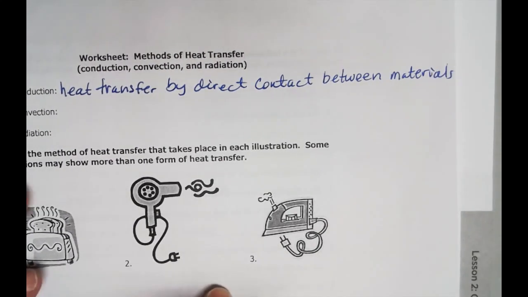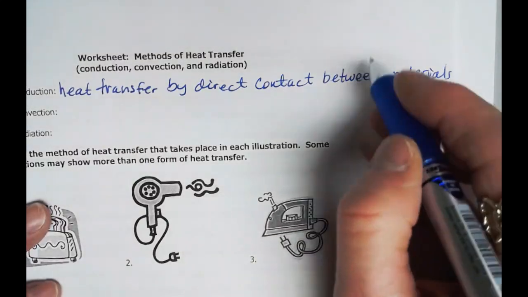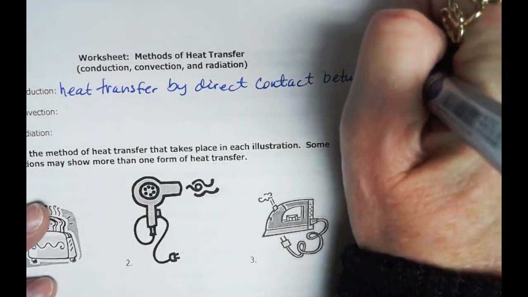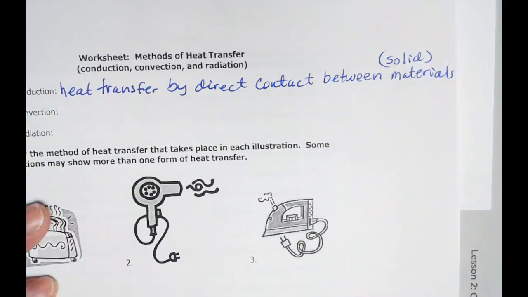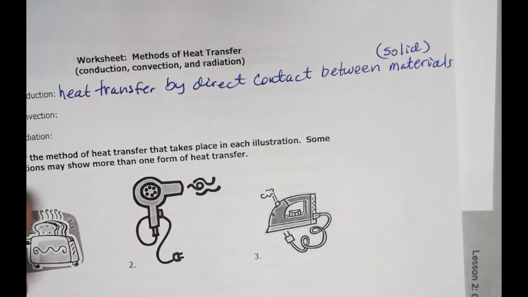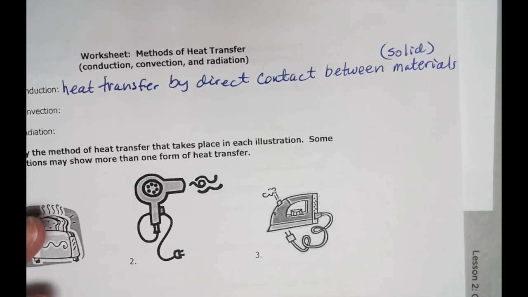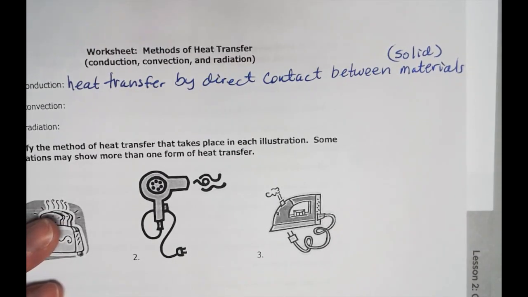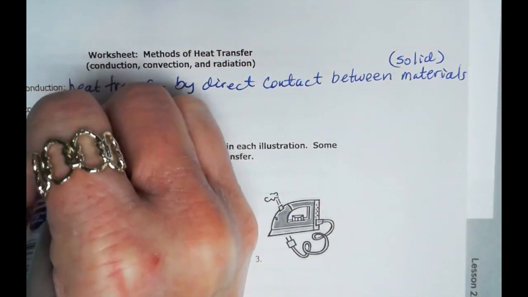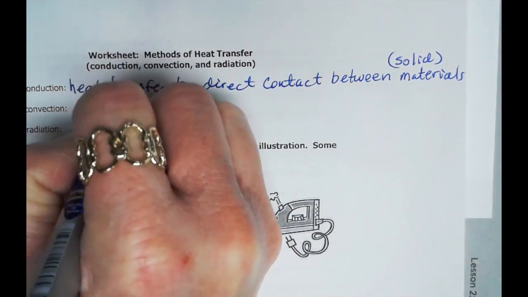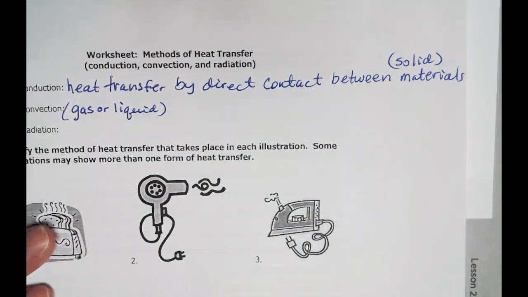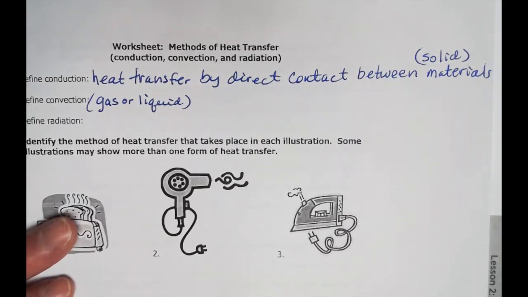All right. Now, so guys, if it says between materials, would these be solids? Yes. So you could have a solid, right? Because you're going to feel it, right? Why I ask you that is because convection is between a gas or a liquid. Can you kind of remember a convection, a gas or liquid?